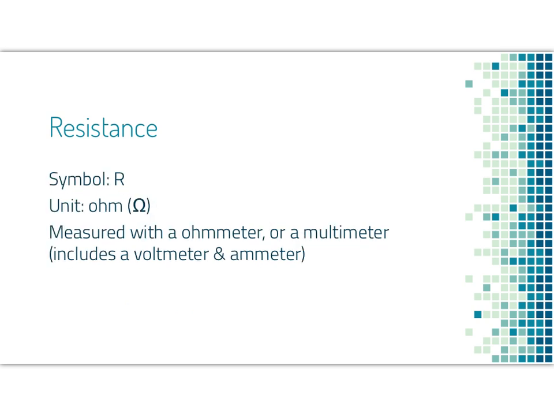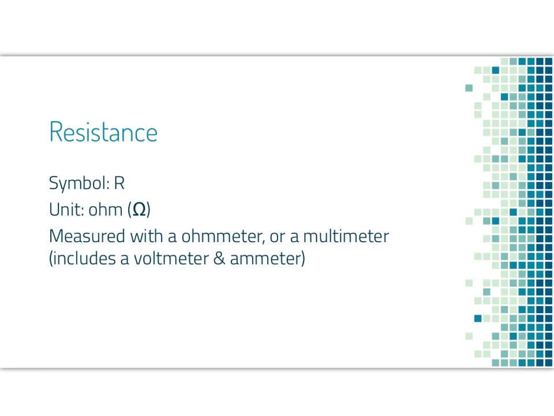The symbol for resistance in a mathematical equation is R. The unit of resistance is ohm. So within our mathematical equation, if we see R, we could sub in something like 3 ohms as a value for R.